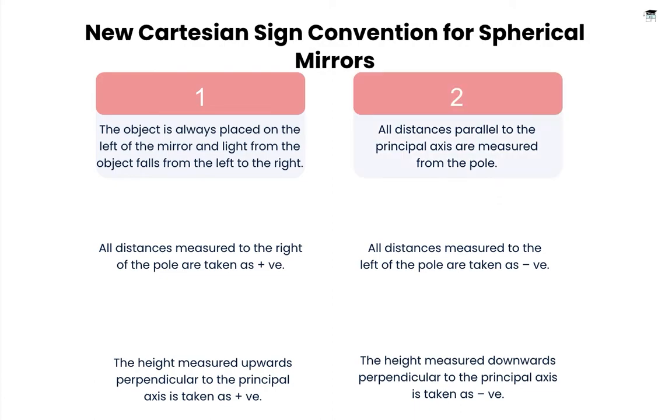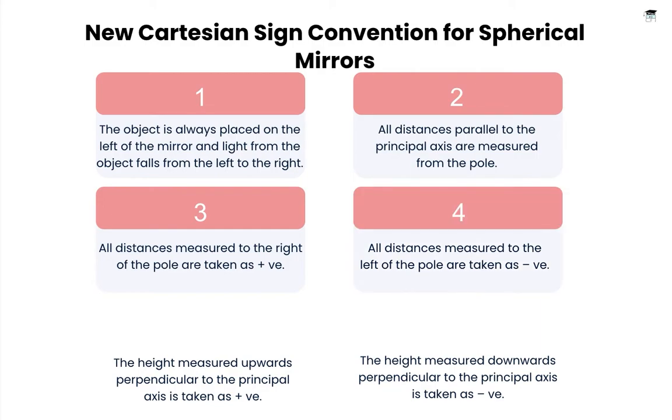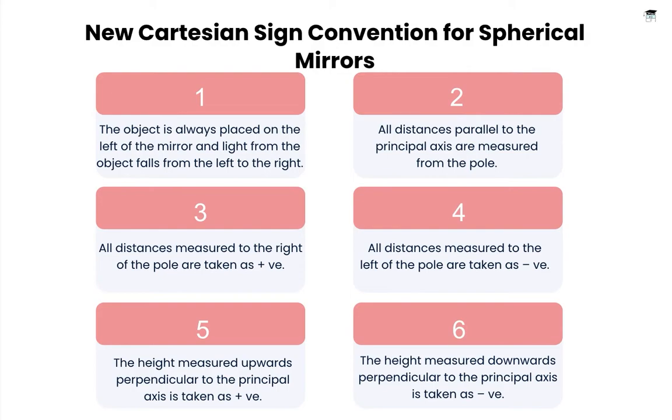The second one is all distances parallel to the principal axis are measured from the pole. The third is all distances measured to the right of the pole are taken as positive. And the fourth is all distances measured to the left of the pole are taken as negative. And the fifth is the height measured upwards perpendicular to the principal axis is taken as positive, and the last one is the height measured downwards perpendicular to the principal axis is taken as negative.